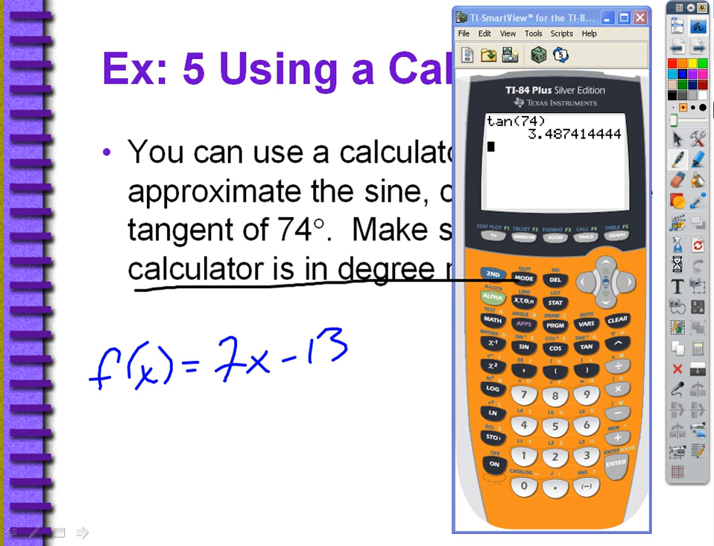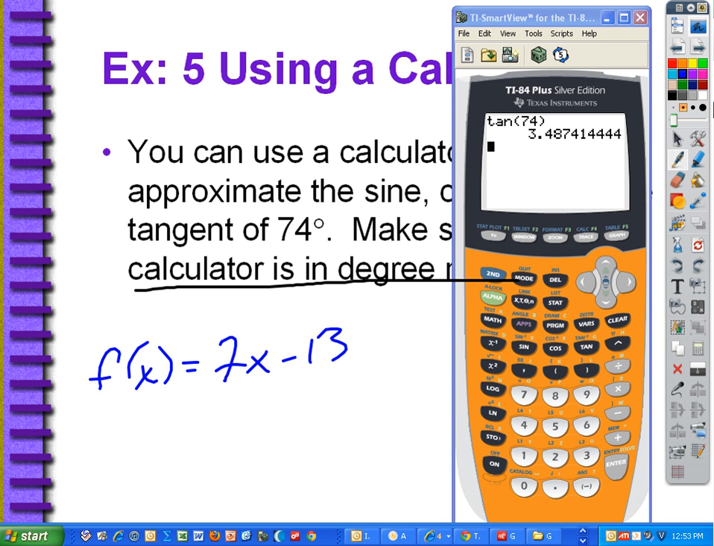Can we leave our calculator in degrees? Yeah, you might as well leave it in degrees mode. Absolutely. Yeah, that's the answer. That's the sine of 74.